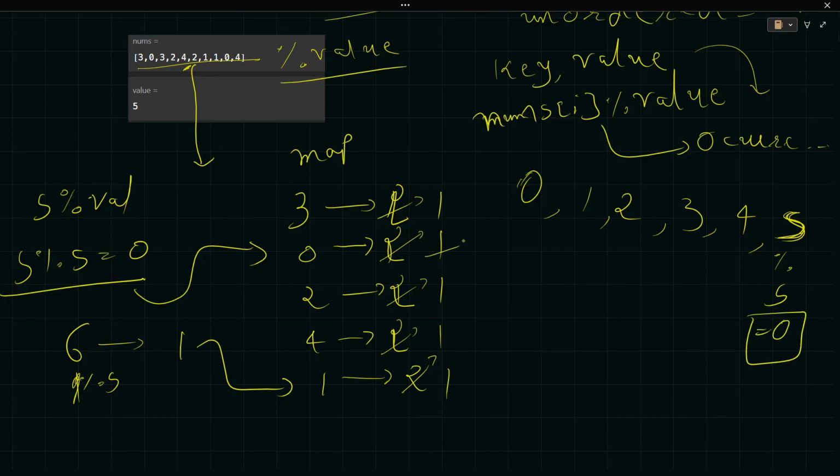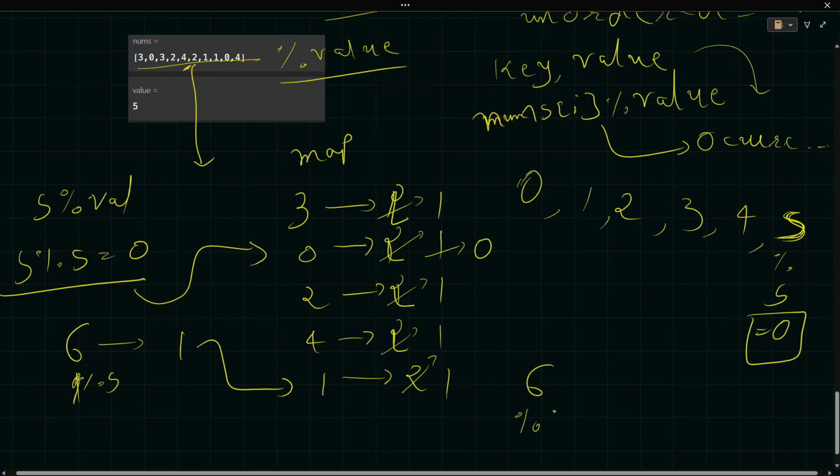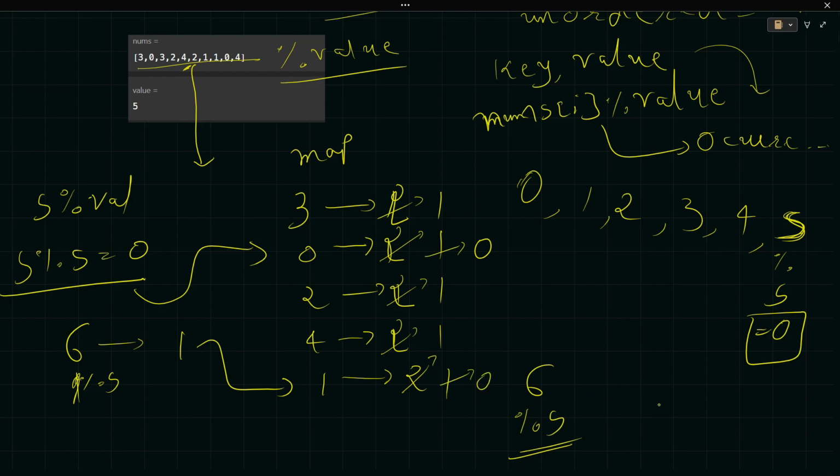Since 0 is present here, we would decrease the frequency of 0. Now we would go for 6. As I said, we would not directly look for 6. We have transformed 6 into modulo 5, which is nothing but 1. 1 is also there, so I will decrease the frequency of 1. Now for the next one, 7 mod 5 is nothing but 2, so 2 is also there, so 0.